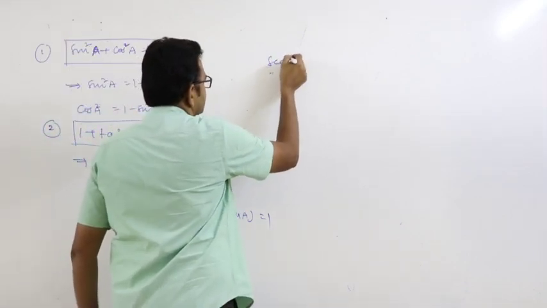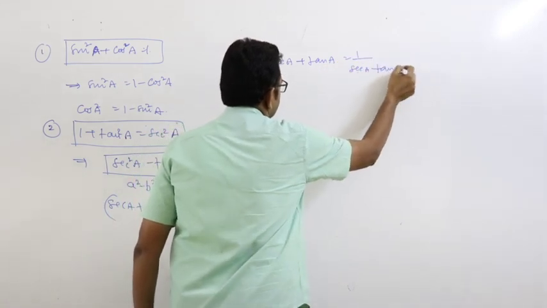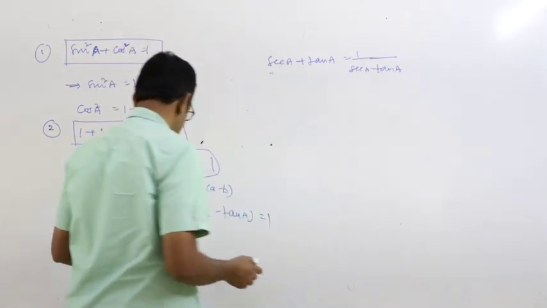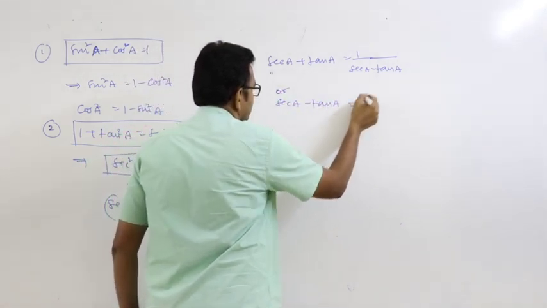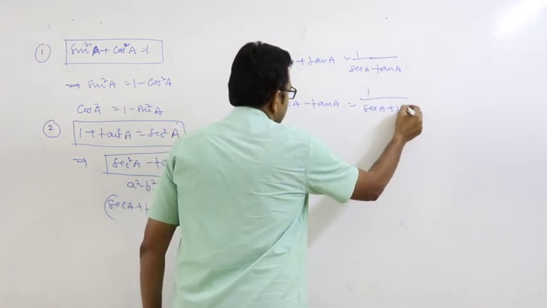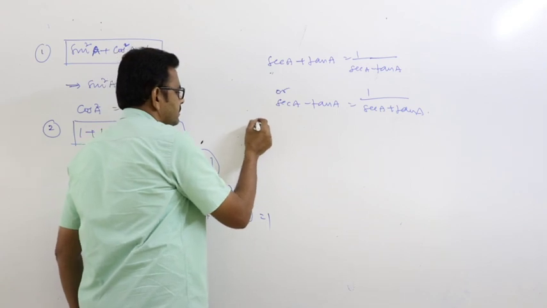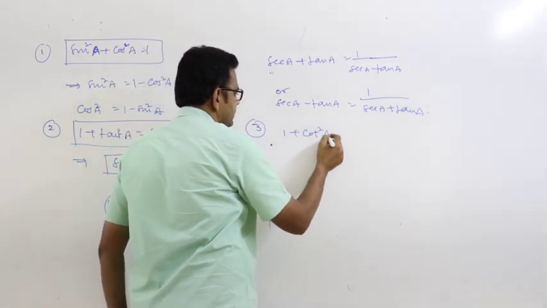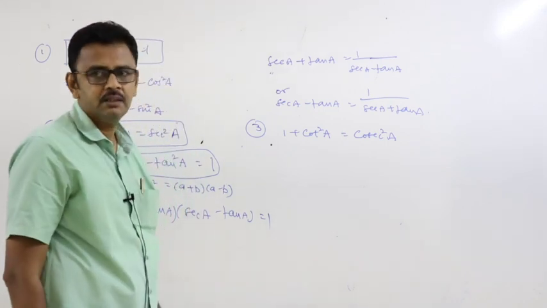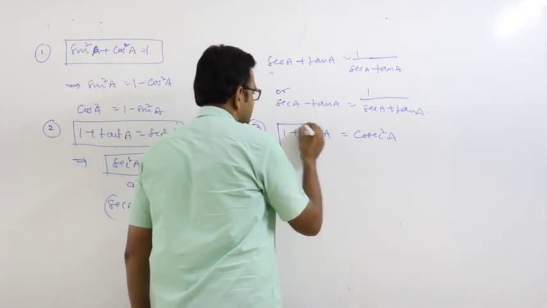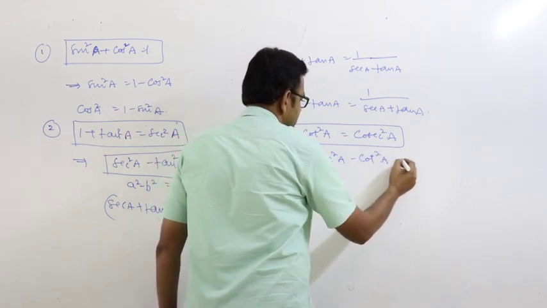This implies secant A plus tan A is equal to 1 by secant A minus tan A, or secant A minus tan A is equal to 1 by secant A plus tan A. And the third one, 1 plus cot square A is equal to cosecant square A. So 1 is equal to cosecant square A minus cot square A, that is cosecant square A minus cot square A is equal to 1.